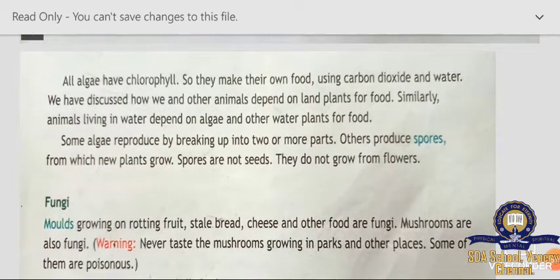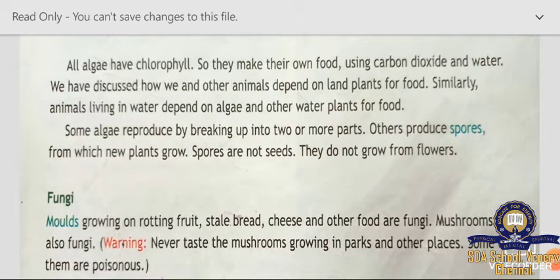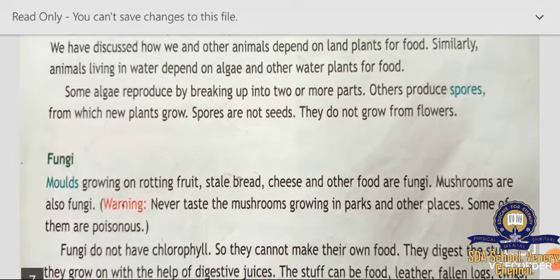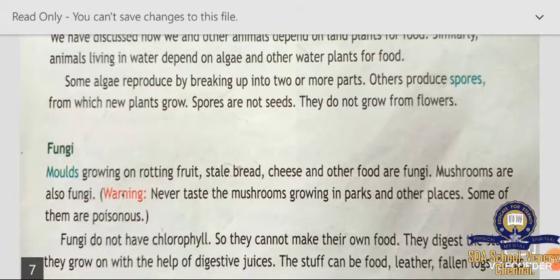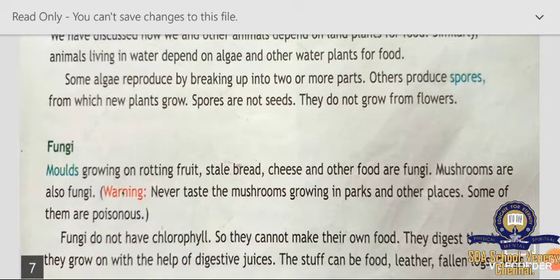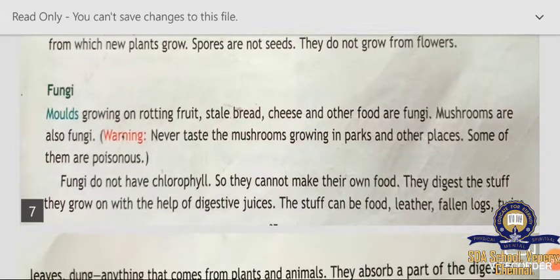We have discussed how we and other animals depend on land plants for food. Similarly, animals living in water depend on algae and other water plants for food. Some algae reproduce by breaking up into two or more parts, and others produce spores from which new plants grow. Spores are not seeds. They do not grow from flowers.